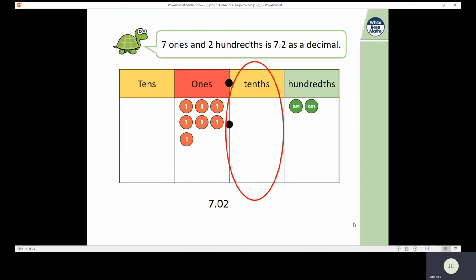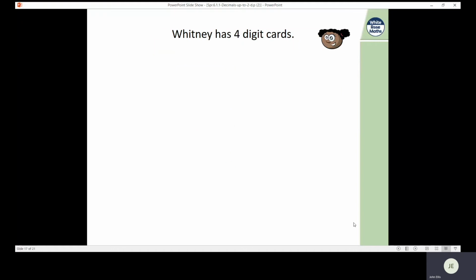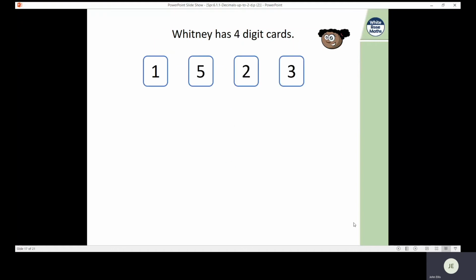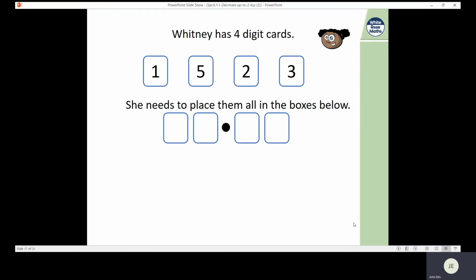Be really careful. Sometimes a lot of maths questions are trying to see if you understand the knowledge deeply, so they try to trick you sometimes. Me, I help you. Okay, I've got here: Whitney has 4 digit cards: 1, 5, 2, and 3. But there's going to be a catch. She needs to place them in the boxes below. What do you notice about the boxes below?